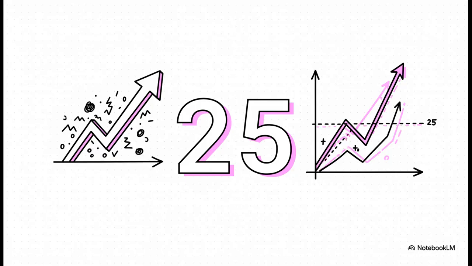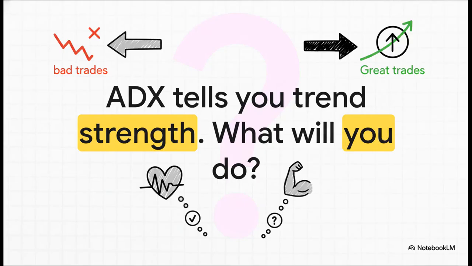If you remember only one single thing from this entire explainer, please make it this number, 25. When the ADX crosses 25, the market is basically screaming at you that a trend has enough momentum to be taken seriously. It's your line in the sand between all that market noise and a real tradable move. So, the ADX gives you the diagnosis. It tells you the health and the strength of the trend. But the next step? Well, that's always going to be up to you. So how will you use that information? To stay out of bad trades or to confidently ride the great ones?